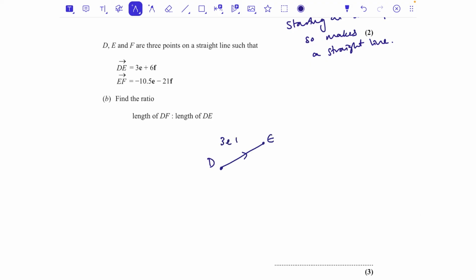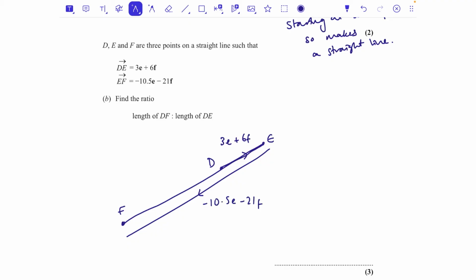D, E and F are 3 points on a straight line such that D to E is 3E add 6F, and E to F is minus 10.5E minus 21F. Now this is a little bit tricky. If it's negative though, it's going to be going back in the other direction. D, E, F are all on the same line, so it's not going to be a continuation. E to F, we're going back this way. So from here to here, it's minus 10.5E minus 21F.